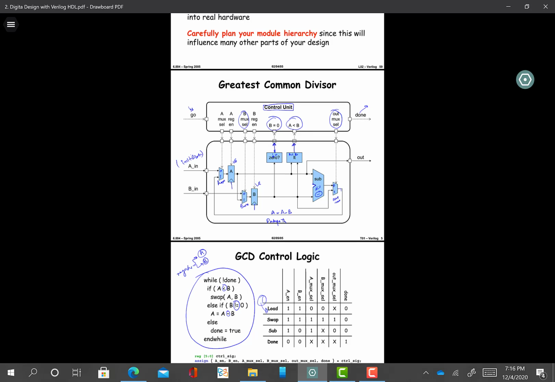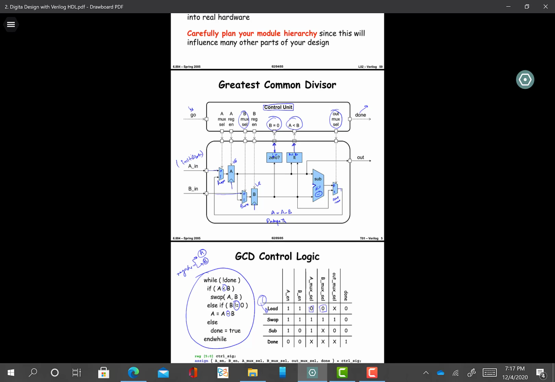and you see in the load state, A enable is 1, which is this line. So we want to store something in register A, because we want to initialize A. Similarly, B enable is 1 because we want to store something in B. So A in and B in are to be stored, and you see that A mux cell is 0 because we want this line to be active, and similarly B mux cell is 0 because we want this line to be active. So we want to store these values from outside into register A and B in the initialization state, and the value of out mux does not matter here, and done is 0. This is just the initial state of done because we have not completed anything. So the first state is load.